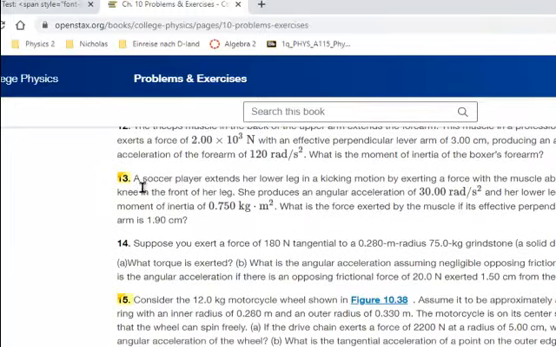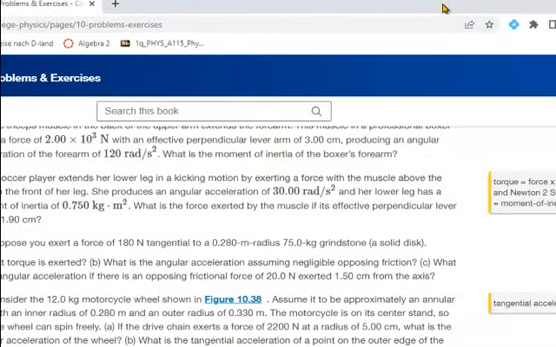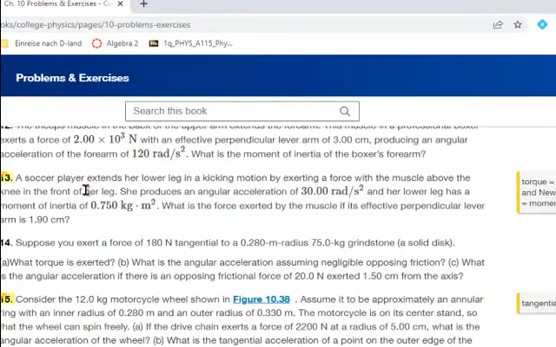A soccer player extends her lower leg in a kicking motion, exerting a force with the muscle above the knee and in the front of her leg. She produces this much of an angular acceleration. Her lower leg has this much moment of inertia. What is the force exerted by the muscle if the perpendicular lever arm is 1.90 centimeters?